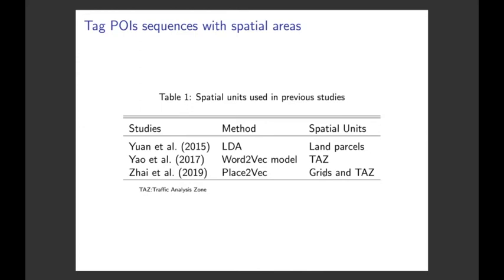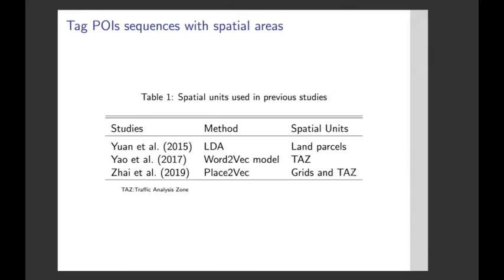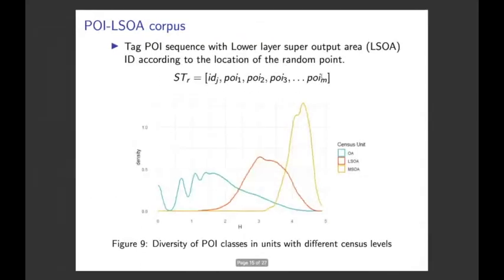Some use grids as the spatial units. The reason why we don't want to use grids is, as I mentioned before, because the density of London is quite different, so we decided to use geostatistical spatial units like super output areas.